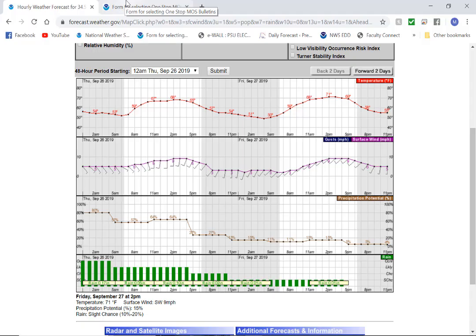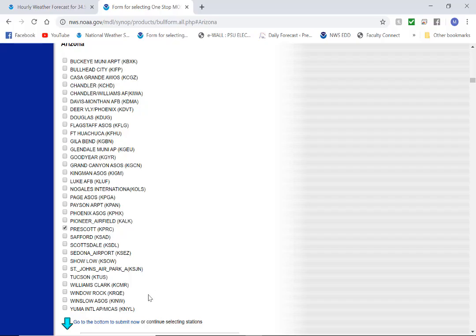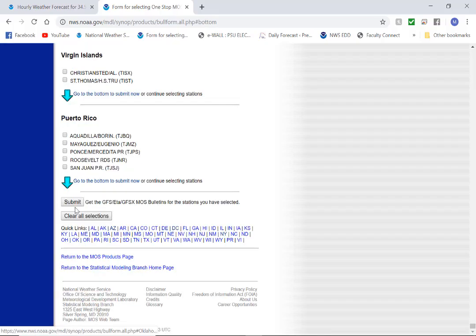One of the things we can do here is see what MOS is thinking. I went to the Arizona tab and clicked on Prescott, and I'm going to go to the bottom and submit this.